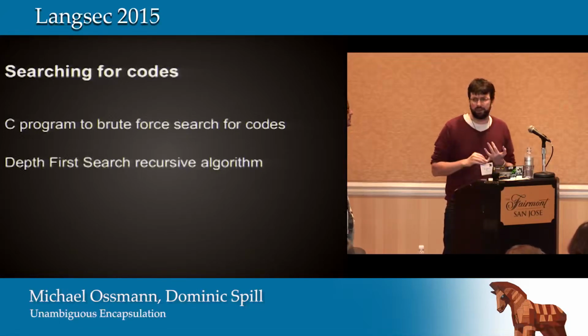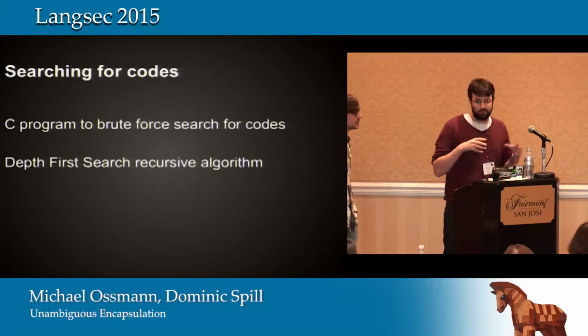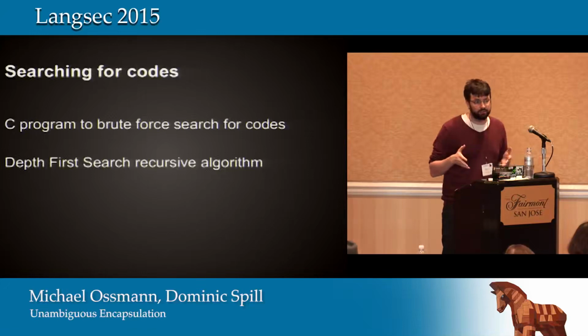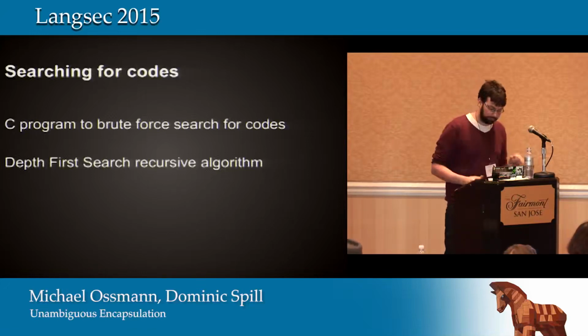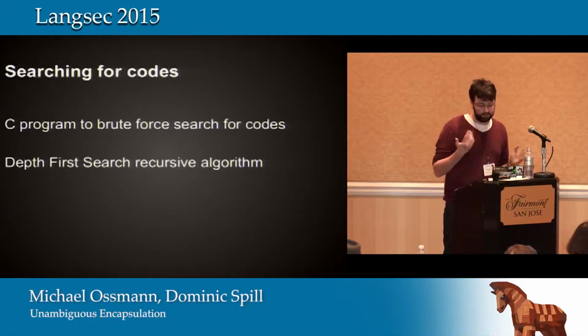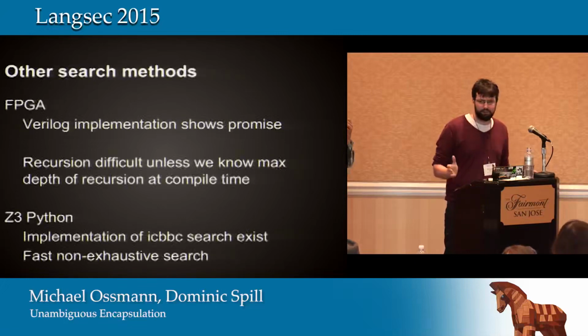The parameters you give it would be the length of each code word, the minimum Hamming distance within those groups, and the minimum isolation between the two. And it will go out and try to find larger and larger groups. It uses a depth-first search recursive algorithm of the entire key space. It's just a big brute force. And we looked at other methods.